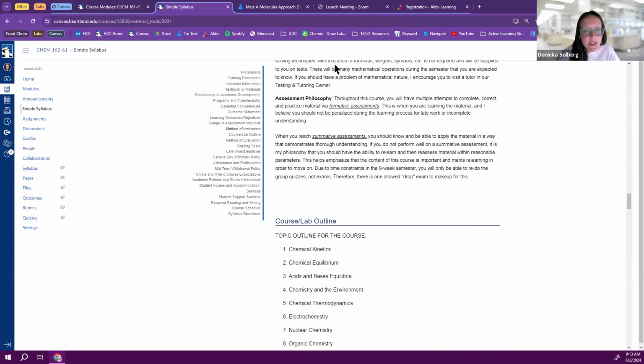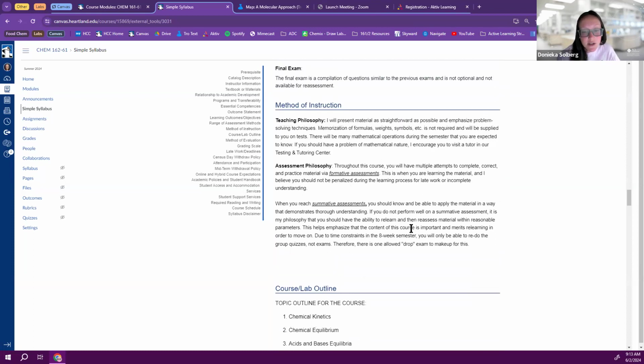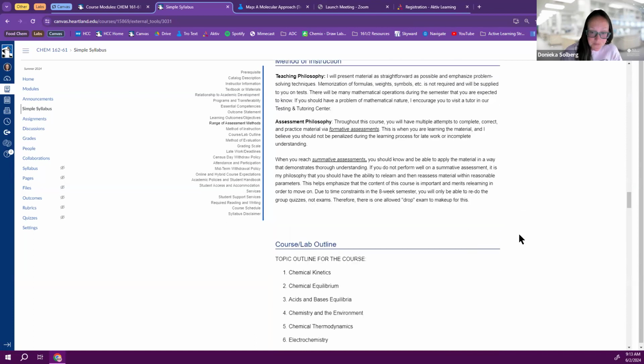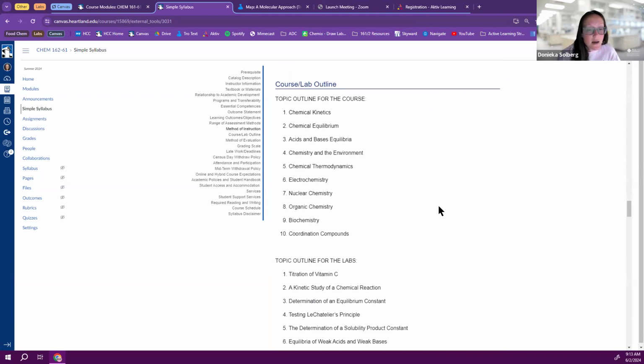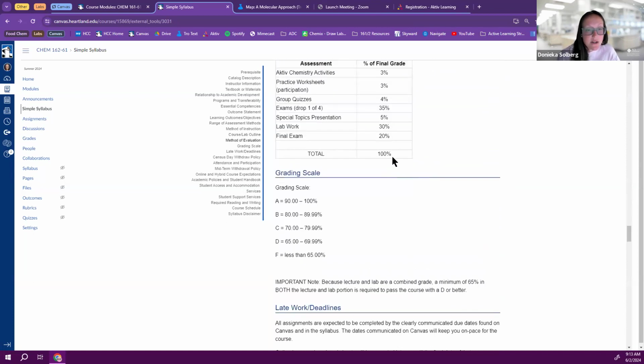Okay. This is kind of my teaching philosophy, my assessment philosophy. Usually I would allow you to do retakes on the assessment. However, we don't have time for that in the 8 weeks course. So that's why you get a dropped exam instead. Okay. That's our outline. Here's how our grades work.